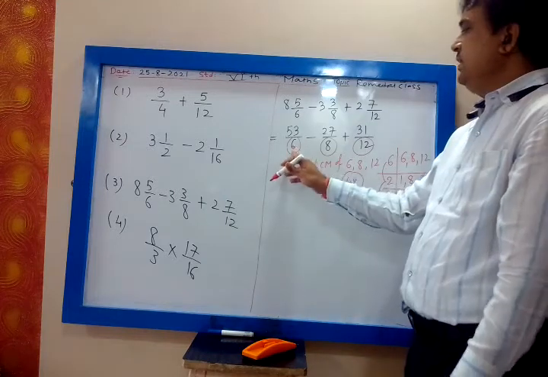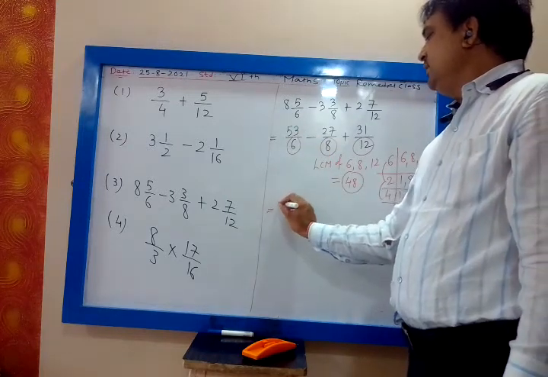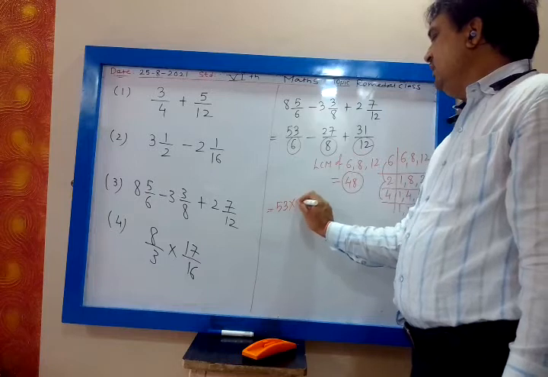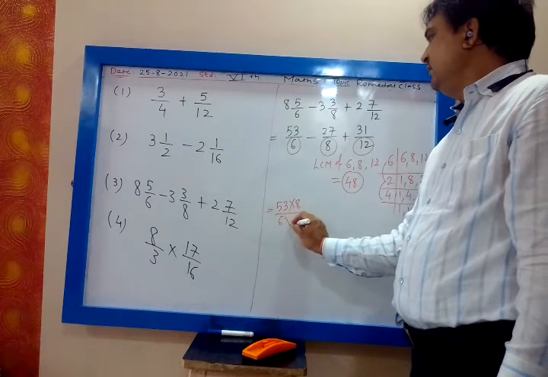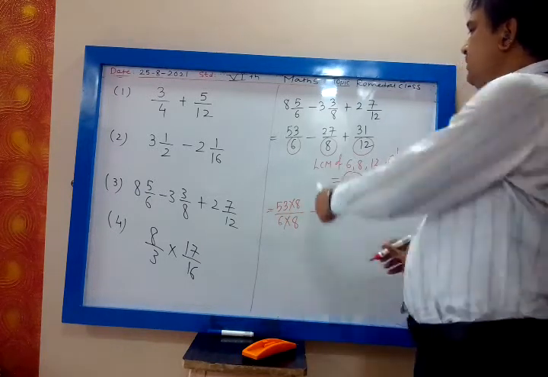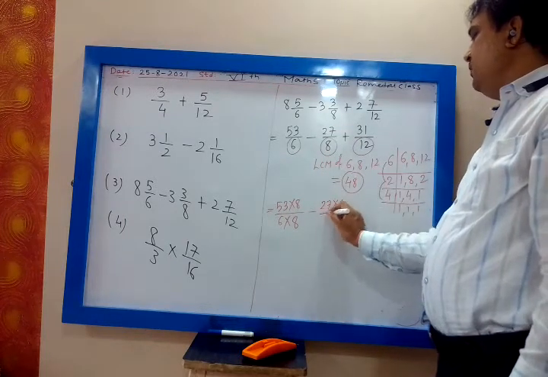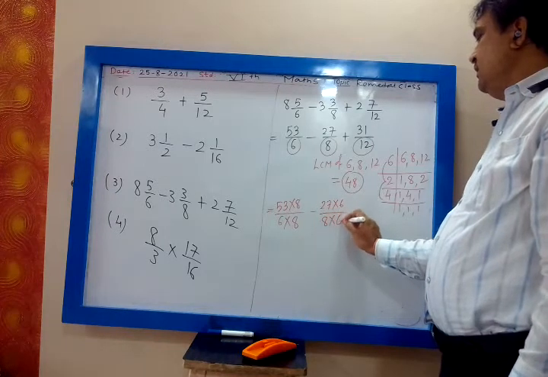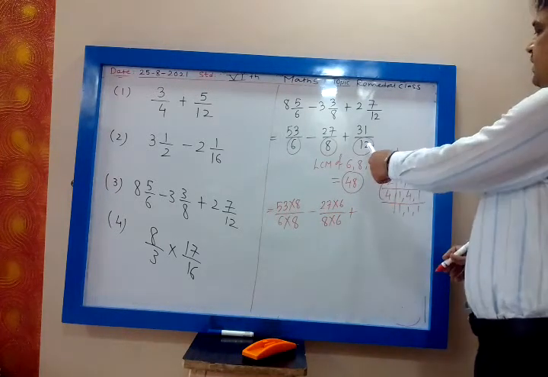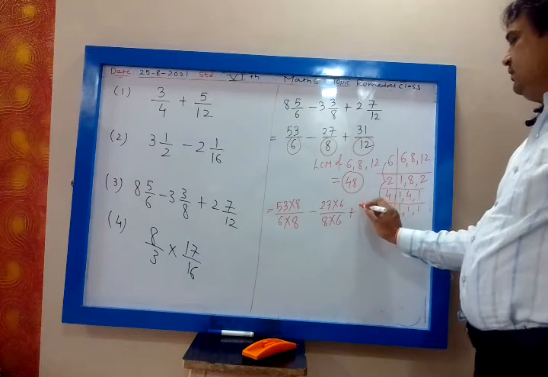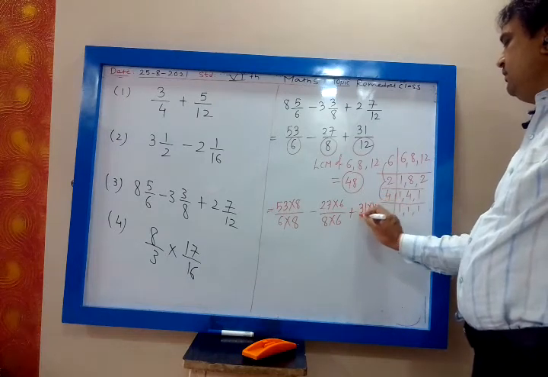This is 6 multiplied by 8, so 53 into 8 upon 6 into 8, minus this is 8 multiplied by 6, 27 into 6 upon 8 into 6, plus this is 12 multiplied by 4, so 31 into 4 upon 12 into 4.